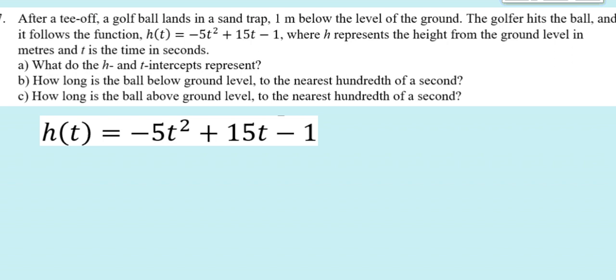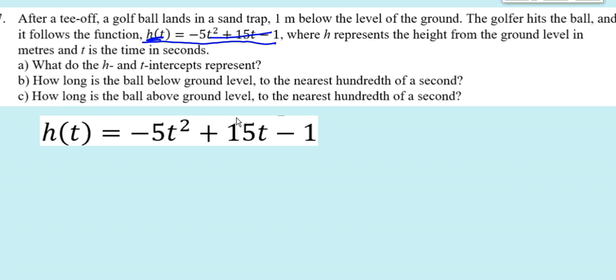So here's the function that we need to worry about, where h represents the height of the ball and t represents time in seconds. What we need to do is find the H and T intercepts, what they represent, how long the ball is below the ground, and how long the ball is above the ground.